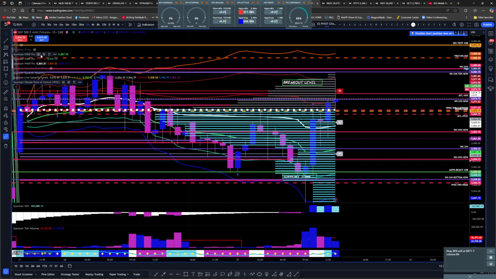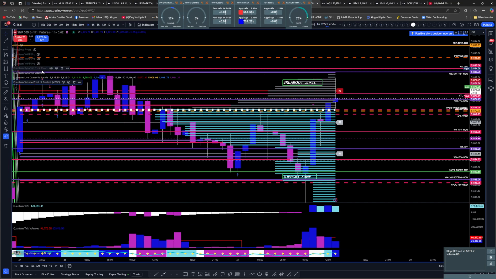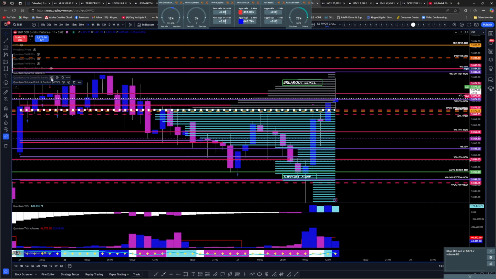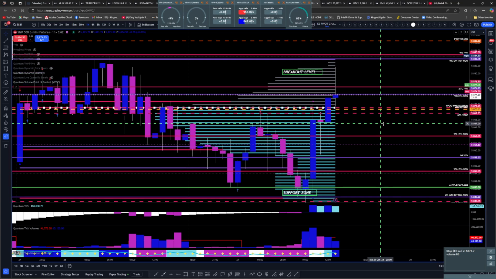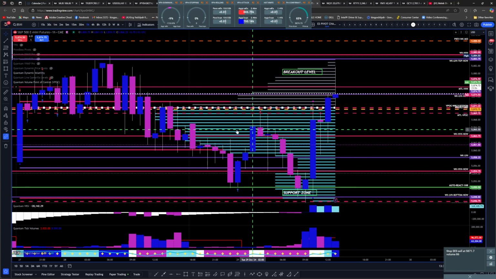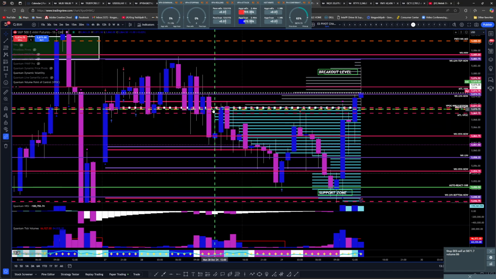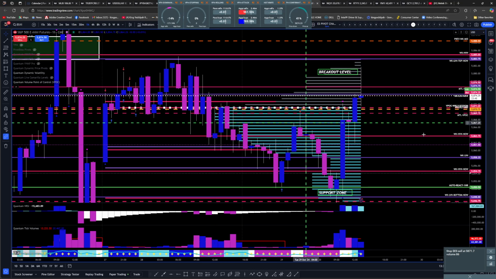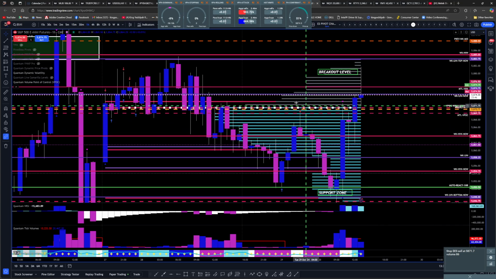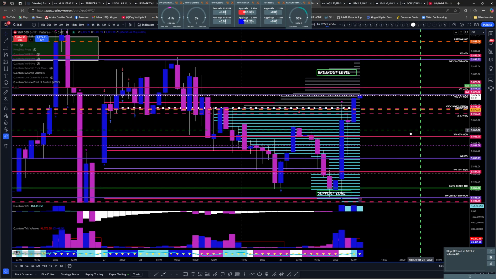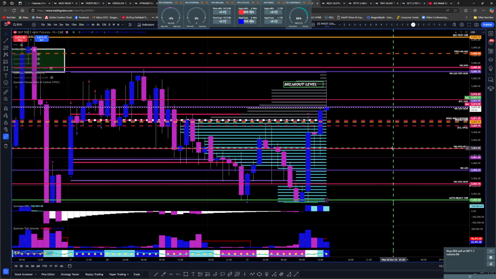Let me just take everything off, kind of clear this up a little bit. Right, so as far as the volume point of control is concerned, we're up here. This is the volume point of control right now at 5871. And let's see, we have a high volume node here. I could move this around a little bit.